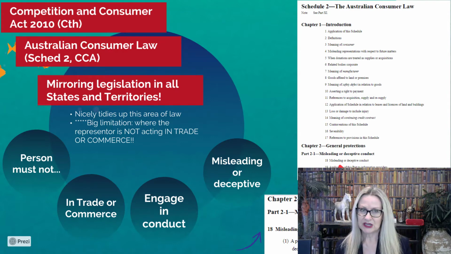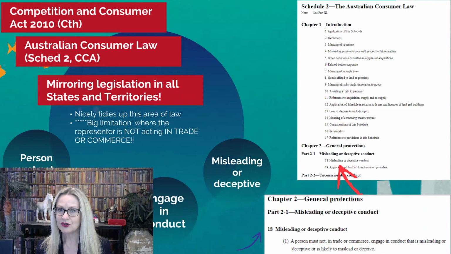The big limitation that you have to remember with this legislation, as lovely as it is, is that it only applies where the representor is acting in trade or commerce. In trade or commerce, that means in some kind of commercial capacity. We'll talk about that element more in just a moment, but what it does mean is that it knocks out application of the legislation wherever you have 2 parties acting in a purely private capacity. Okay, so there is your big, I guess, unfortunate flag for this legislation.